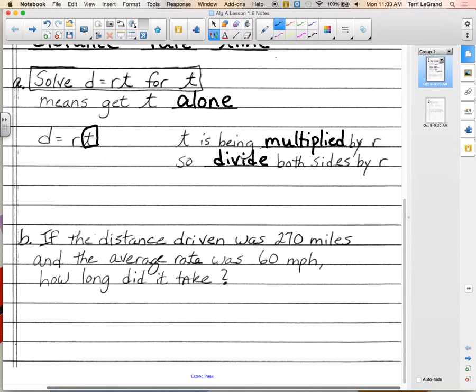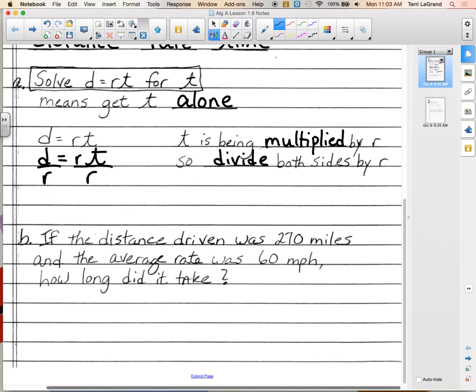So here's what we're going to do. We're not going to show our division symbol right away. We're going to write that down again. D equals RT, and we'll show our dividing by R in this step. So our equation started solved for D. We don't mess with it there. We write our equation down again and show our step of work of dividing by R.